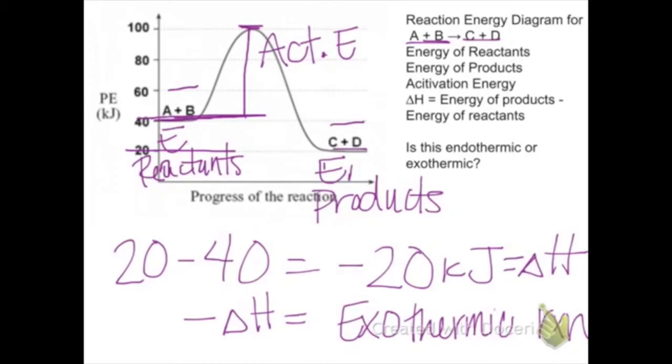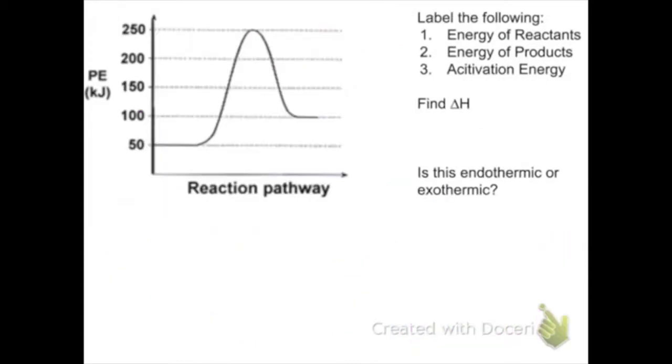All right, let's look at another one, and this one we're going to have you try on your own. Pause for a second. Try to label the energy of the reactants, the energy of the products, and the activation energy on this graph, as well as finding your delta H. Come back when you've got that done.